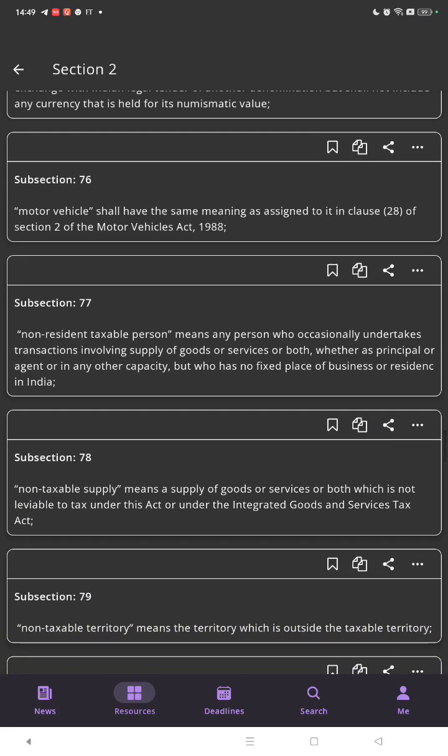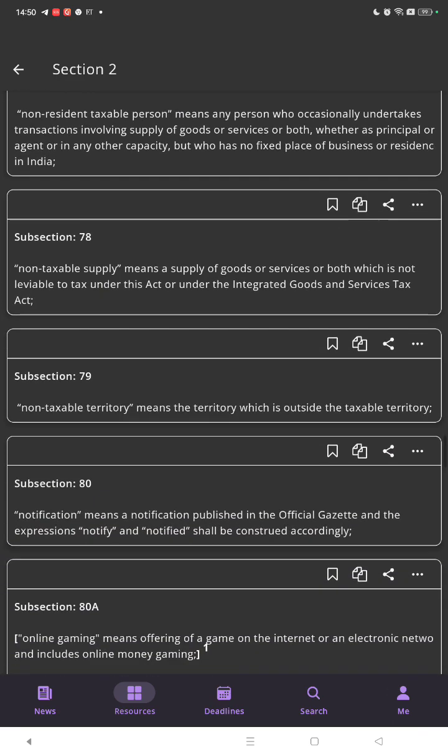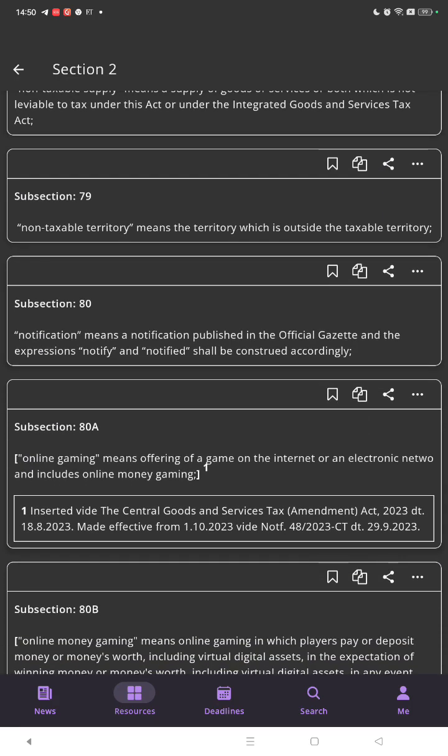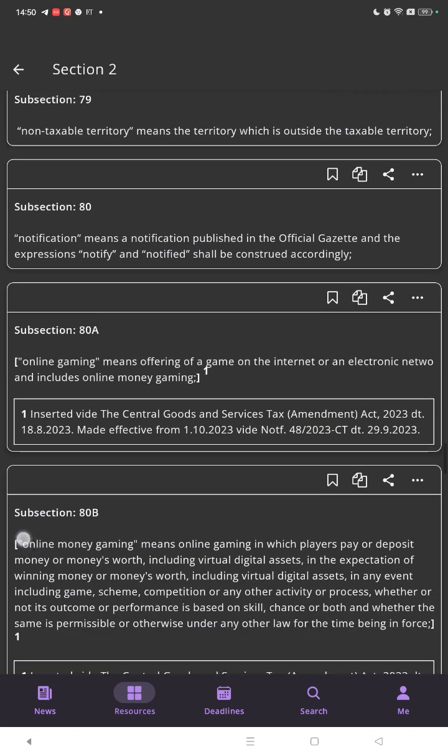Subsection 77. Non-resident taxable person means any person who occasionally undertakes transactions involving supply of goods or services or both, whether as a principal or agent or in any other capacity, but who has no fixed place of business or residence in India. Subsection 78. Non-taxable supply means a supply of goods or services or both which is not leviable to tax under this Act or under the Integrated Goods and Services Tax Act. Subsection 79. Non-taxable territory means the territory which is outside the taxable territory. Subsection 80. Notification means a notification published in the official gazette, and the expressions notify and notified shall be construed accordingly.